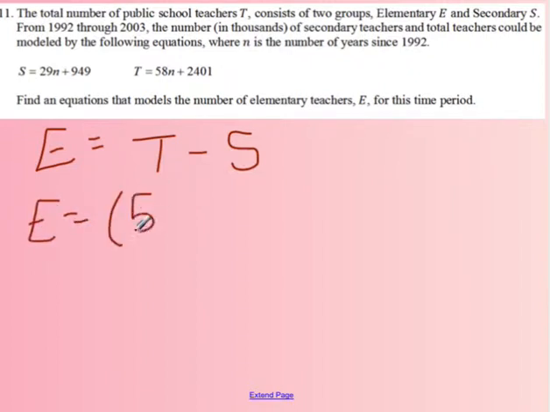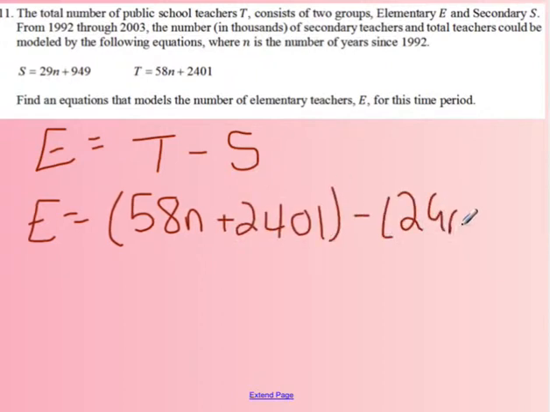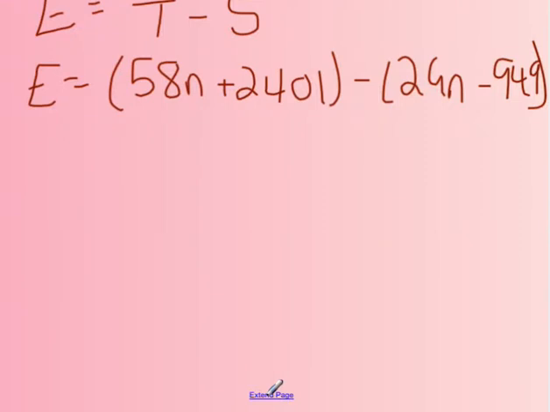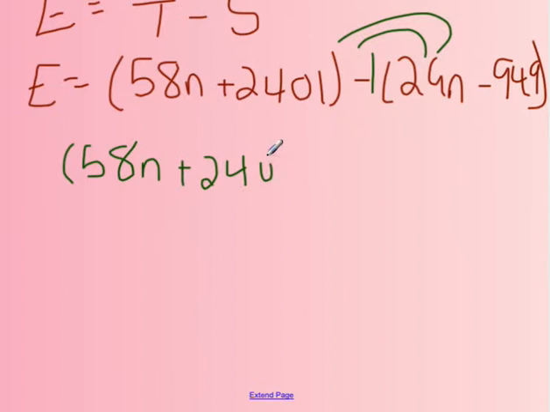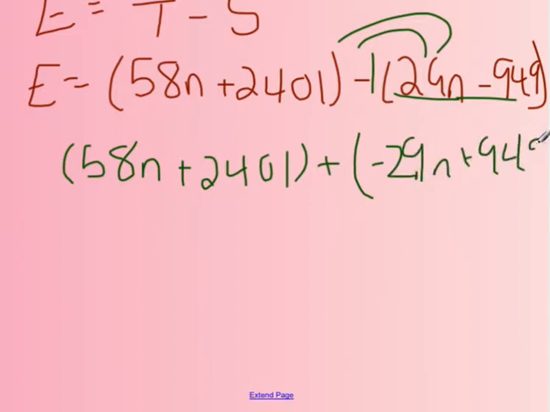Well, T is 58N plus 2,401. Then we need to subtract the secondary, which is 29N minus 949. So now we can go ahead and line that up to subtract it. I'm going to look at this as being multiplied by a negative 1, and I'm going to distribute that in. So now I have 58N plus 2,401. Then I'm going to change this to addition and change each of these signs. So it's minus 29N plus 949.